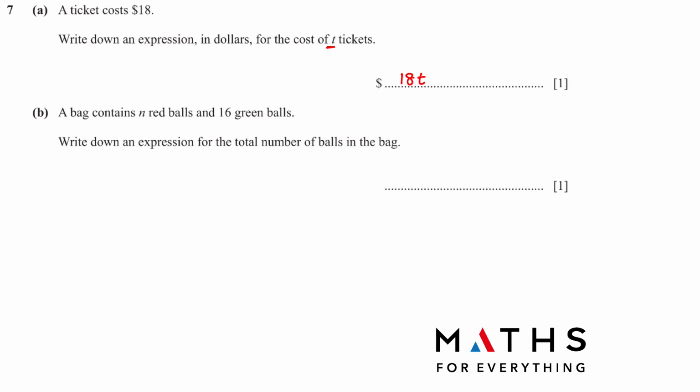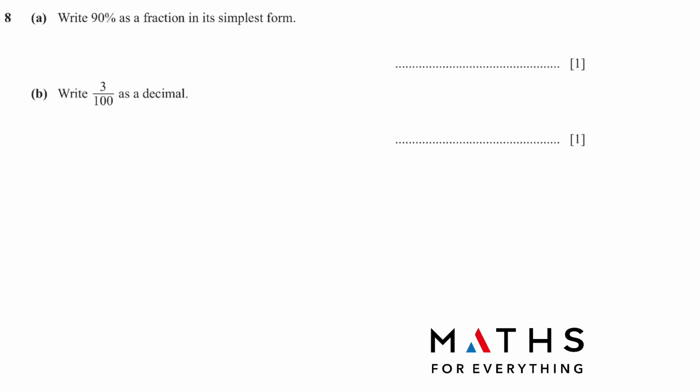B, a bag contains n red balls and 16 green balls. Write down an expression for the total number of balls in the bag. Total number means we are talking about sum. So we have to add the n red balls with the 16 green balls. So n plus 16.